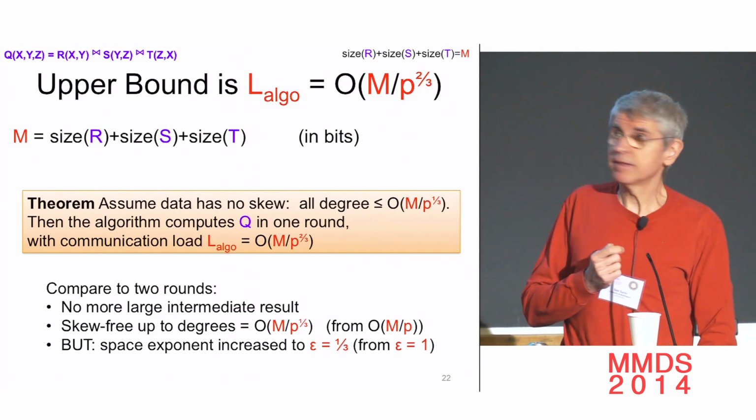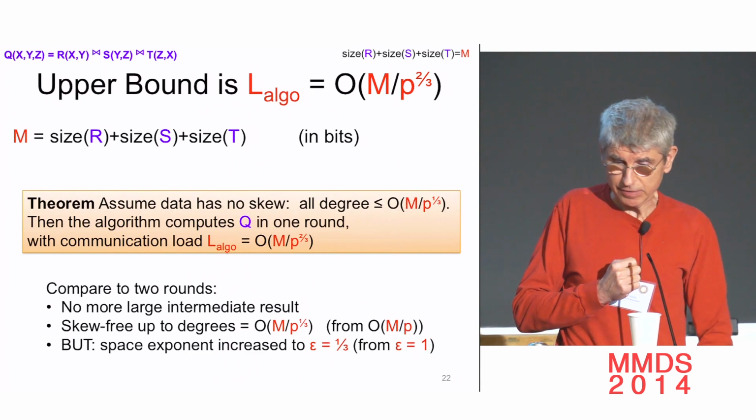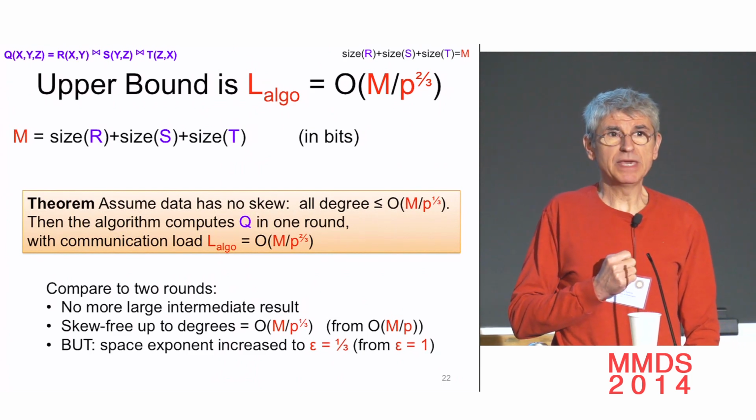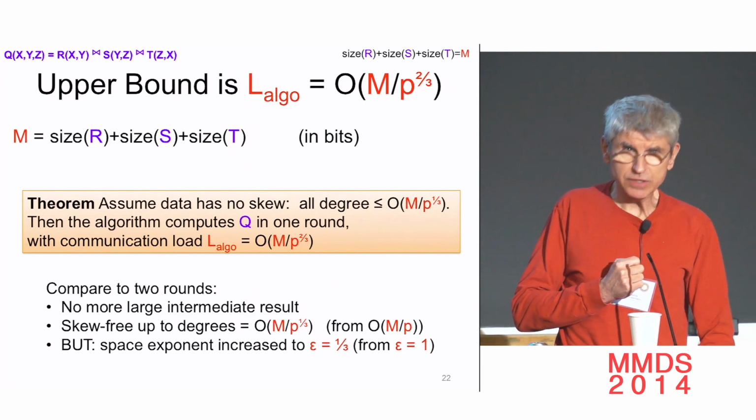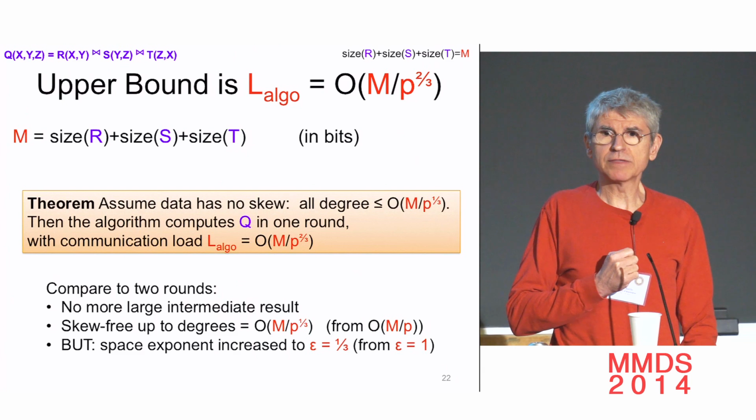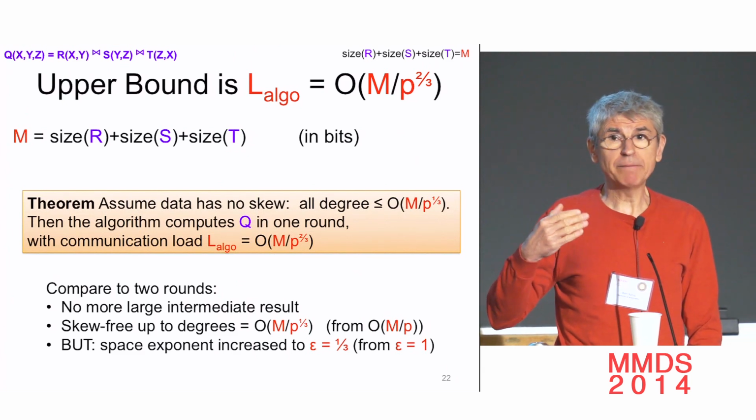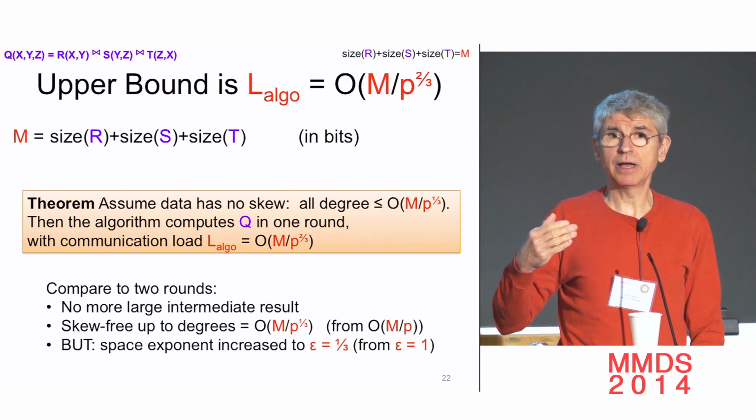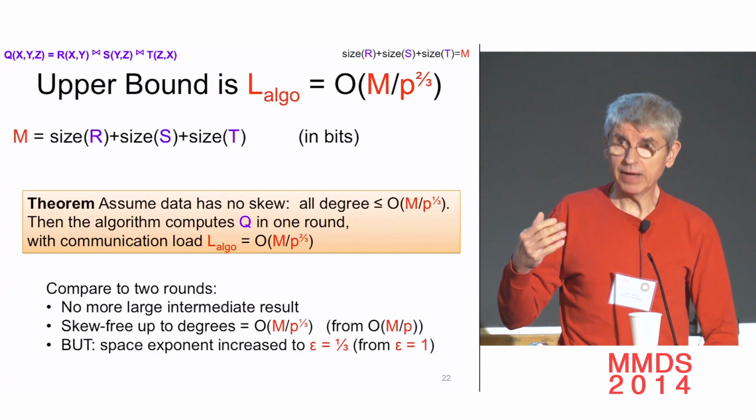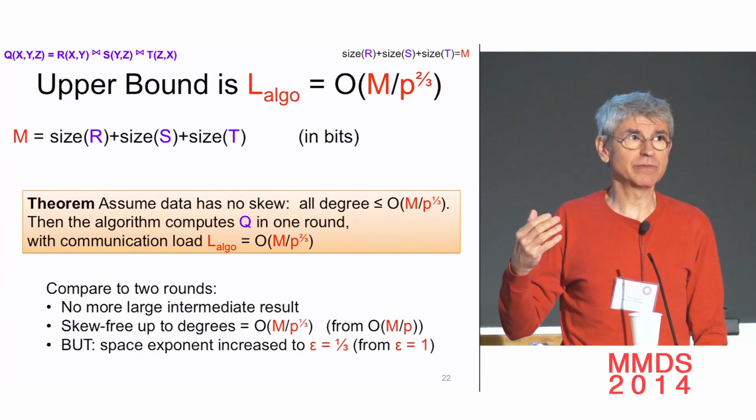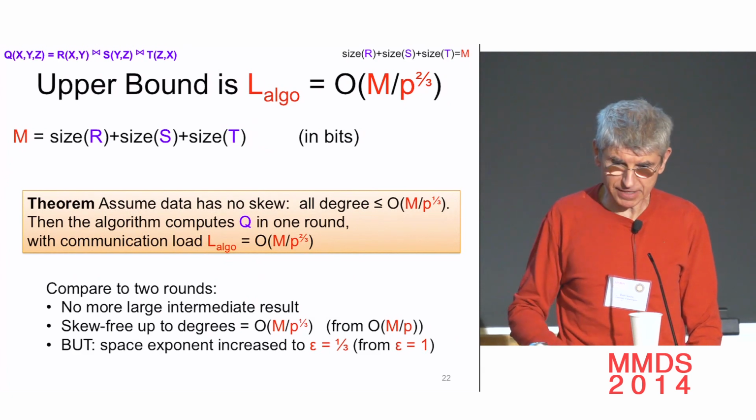My claim is that the load of this algorithm is m by P to the power 2/3. Kind of easy to see because m by P would be the ideal, but we had to replicate each item P to the 1/3 times. So this is why the P to the 1/3 exponent appears. This is our replication. This is our space exponent.